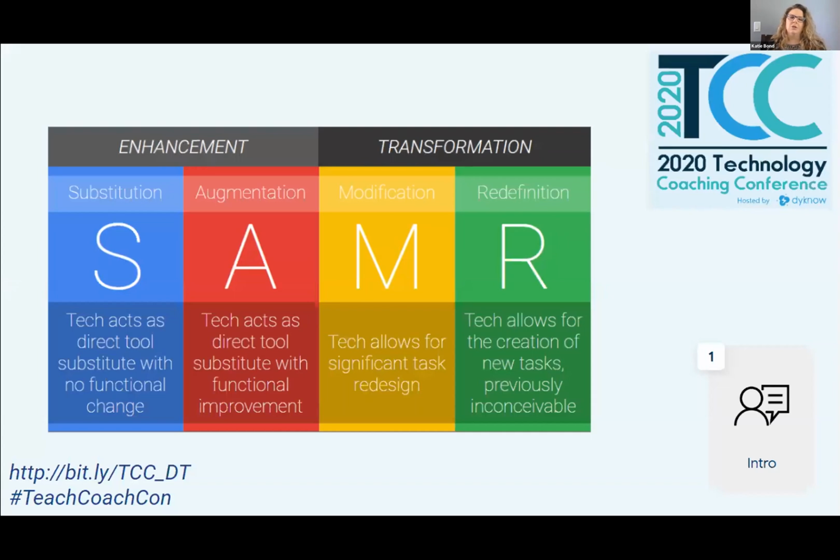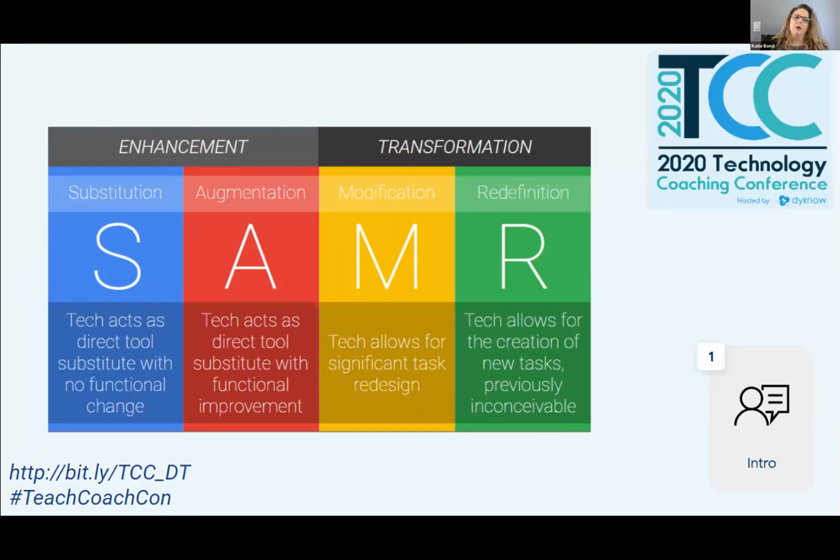And then modification was when Netflix moved into this on-demand service. Now we don't have to wait at the store. We don't have to wait for a DVD to come in the mail. We just get it on demand. So the task is significantly different. And redefinition would be, now that Netflix has seen what you like to watch, it offers you suggestions. It says, since you liked this show, you might also like this show.